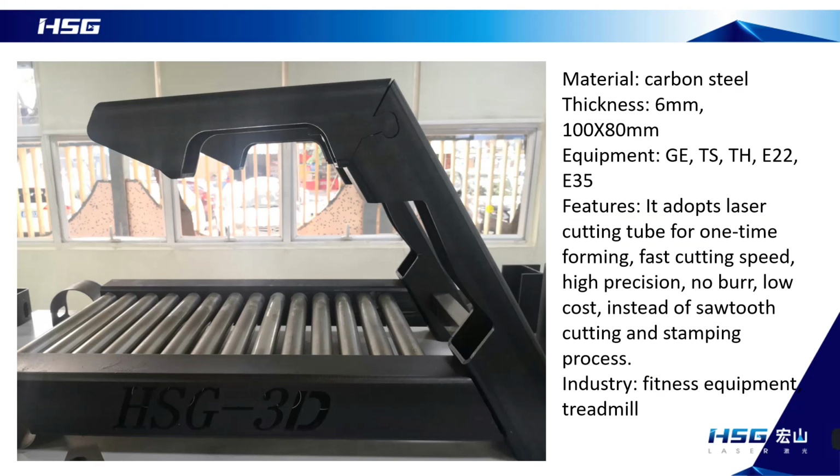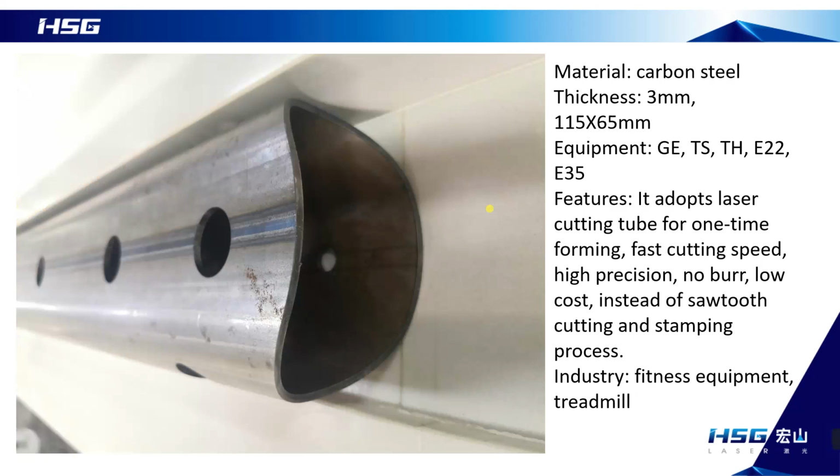This is a 6 millimeter carbon steel pipe, 100 by 80 carbon steel pipe cutting, mainly used in some fitness equipment as well as treadmills. This is a 3 millimeter carbon steel waste pipe cutting. Like this, we refer to it as shipped pipe. This is still relatively normal. This is what we said, shipped pipe cutting.